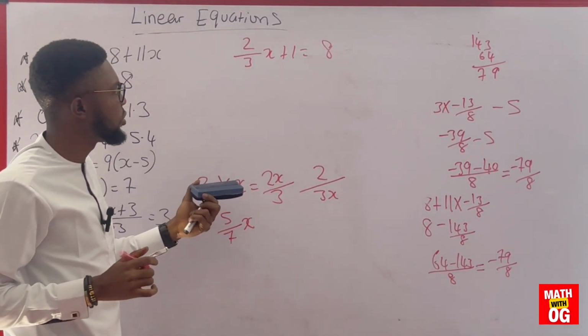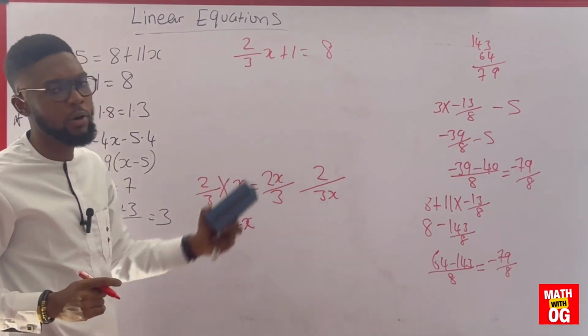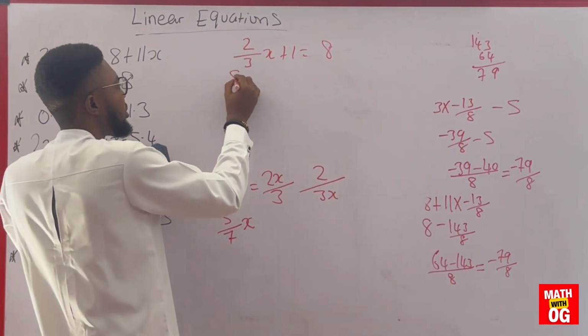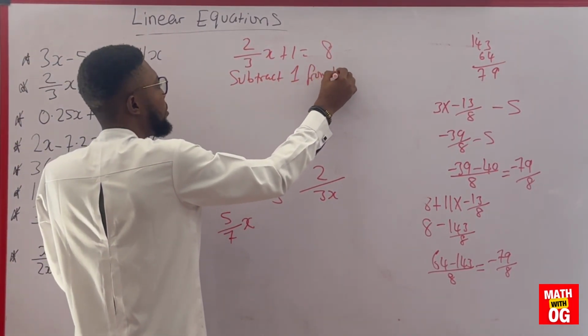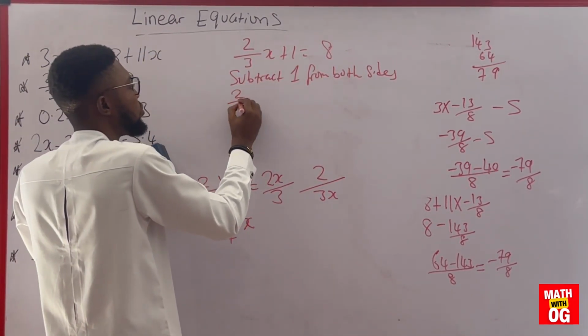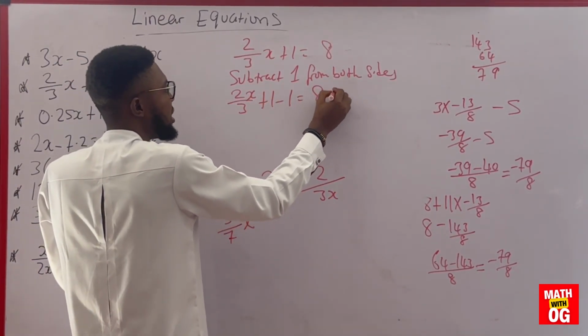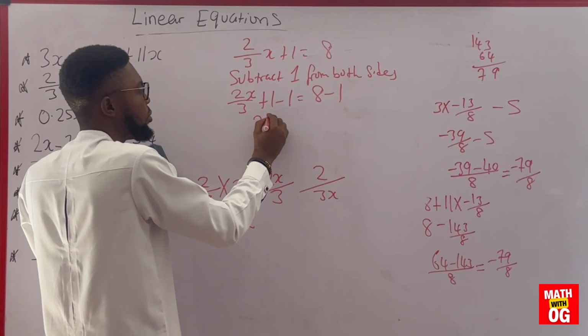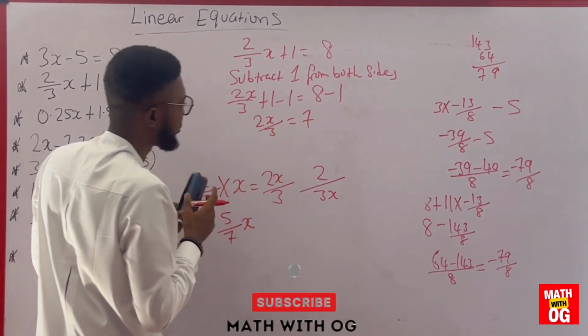Collect like terms. And how do you collect like terms? Move the 1 away from here to the other side. That means subtract 1 from both sides. So I'll write subtract 1 from both sides. On the left hand side, I'll be having 2x over 3 plus 1 minus 1. Here I'll be having 8 minus 1. So this will be 2x over 3 is equal to 7.